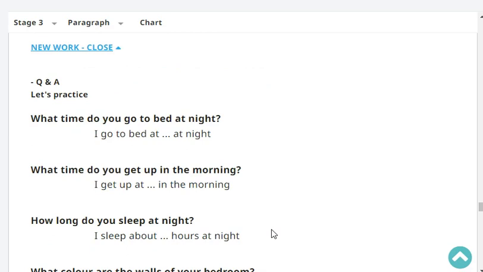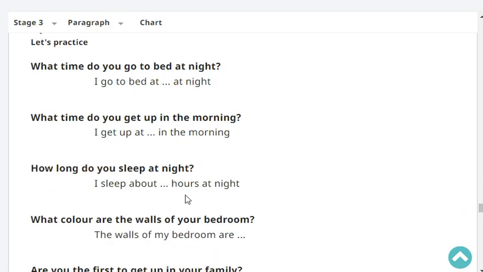Okay, let's practice. What time do you go to bed at night? I go to bed at 12 a.m. That's midnight. One more. I go to bed at midnight. 12 a.m. Yeah, that's already morning. Okay, next. What time do you get up in the morning? I get up at 7 o'clock in the morning.